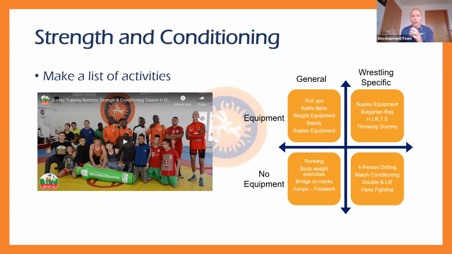So there's 4 quadrants. The top of the columns is either for general strength and conditioning or for wrestling specific. Because sometimes we just do things that aren't really wrestling specific exercises, but they help build strength and conditioning. And then we have wrestling specific areas where they do the same thing, but it's wrestling actions or wrestling activities that will help build those as well.